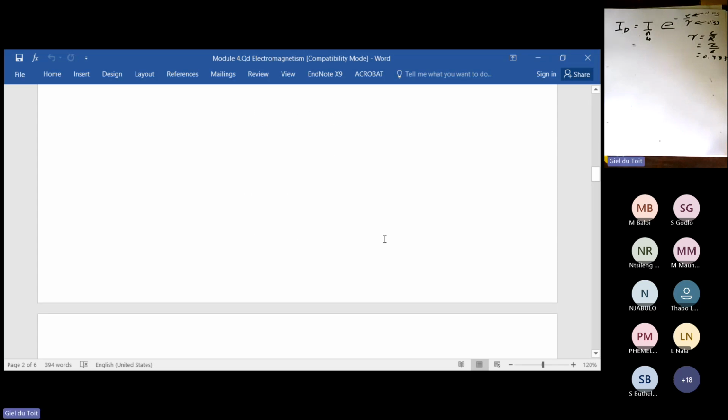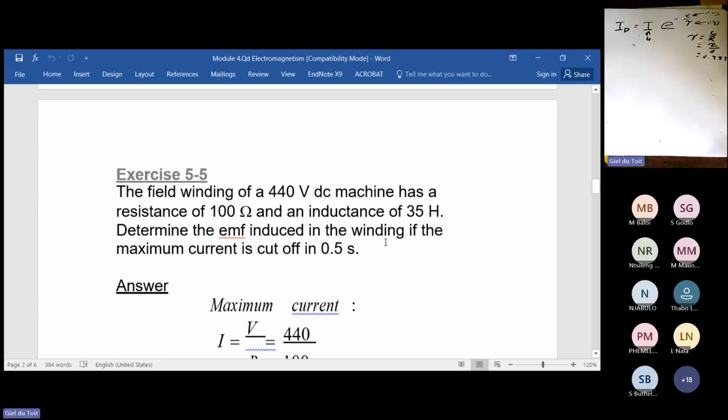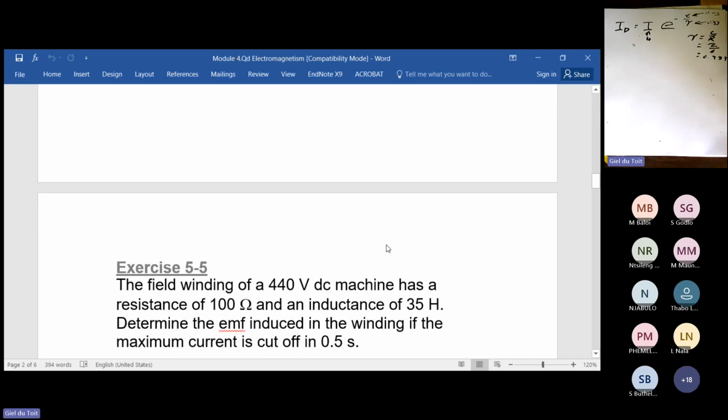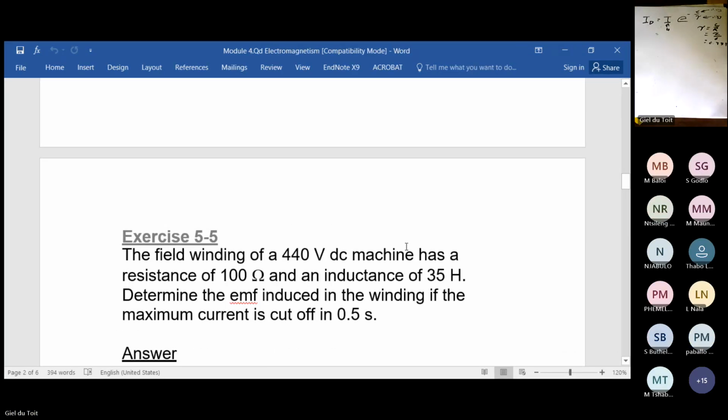Good. Let's do the next one. Let's see if you can do that. There's the answer. So we've got a field winding of 440 volt for a DC machine. So what is the EMF induced in the winding if we cut the current at half a second, so the time is 0.5 seconds? Can you do that for me? What is the voltage generated?